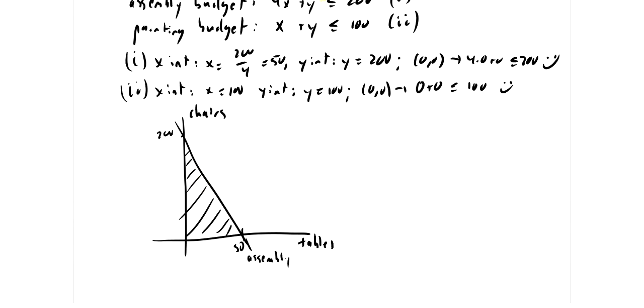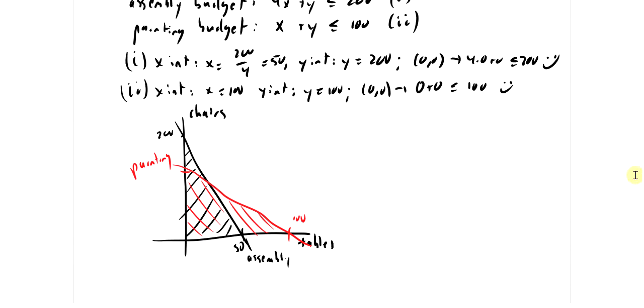So what about my painting budget? Well, the painting budget has a y-intercept of 100 and an x-intercept of 100. And we want the side that 0, 0 is on. Great. And so this is the painting budget. So what's going on here?